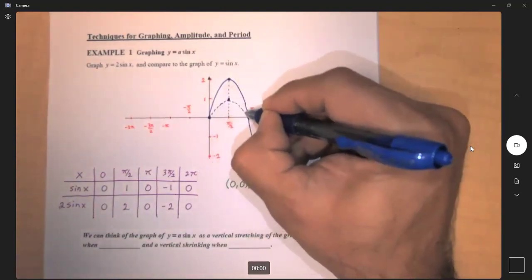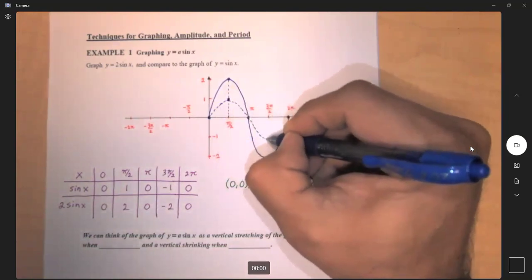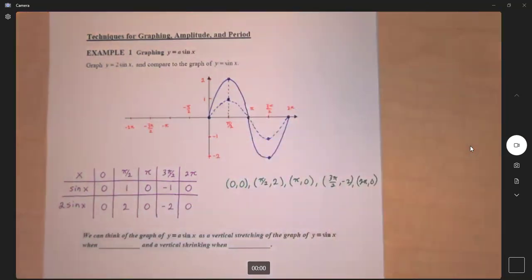That's what the regular sine function will look like. So this function, y equals 2 sine x, has been stretched vertically, like it's pulled vertically, right? We call that vertical stretching in mathematics. And we can think of the graph of y equals a sine x as a vertical stretching of the graph of y equals sine x.